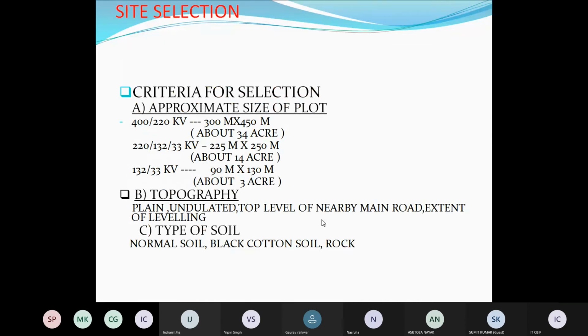anybody can confirm what is the bay width of 220 kV? Those who have studied. I don't think anyone has studied.